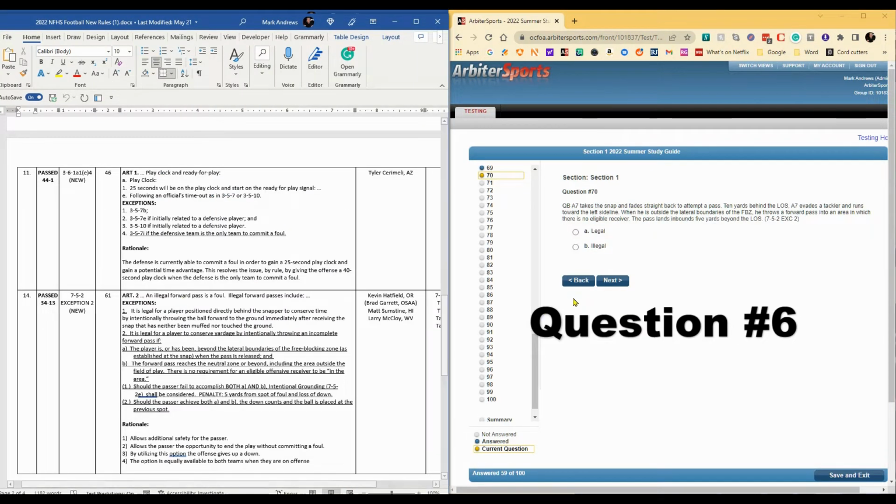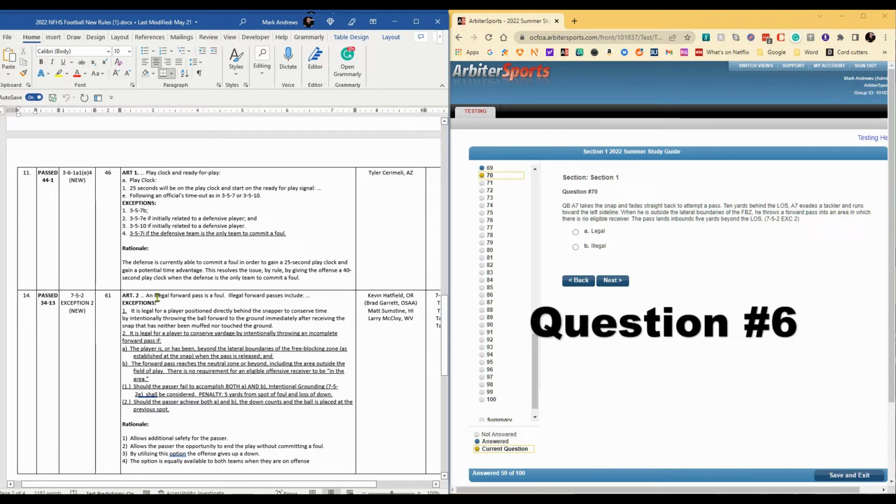Okay, question number 70. Quarterback A7 takes the snap and fades straight back to attempt a pass. 10 yards behind the line of scrimmage, A7 evades a tackler and runs toward the left sideline. When he is outside the lateral boundaries of the free blocking zone, he throws a forward pass into an area in which there is no eligible receiver. The pass lands inbounds 5 yards beyond the line of scrimmage. So I'm not even going to mess around with this. This used to be intentional grounding, new rule, and basically it says that this is legal.